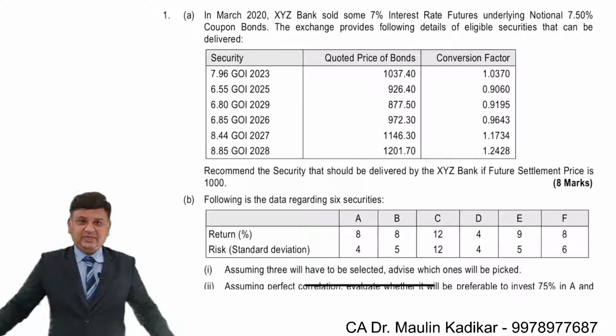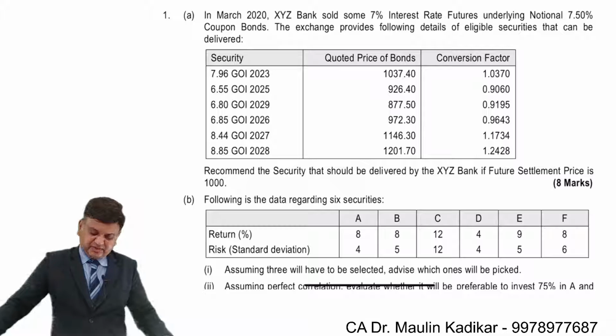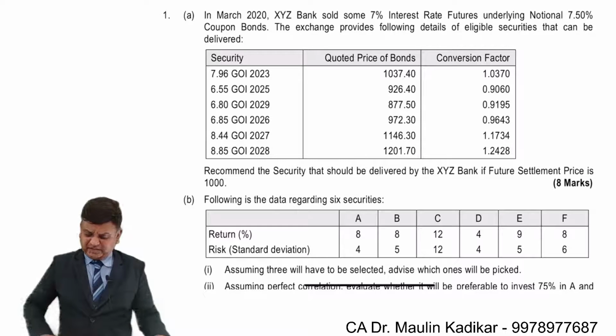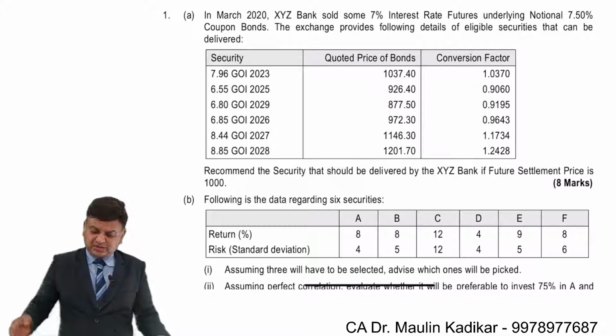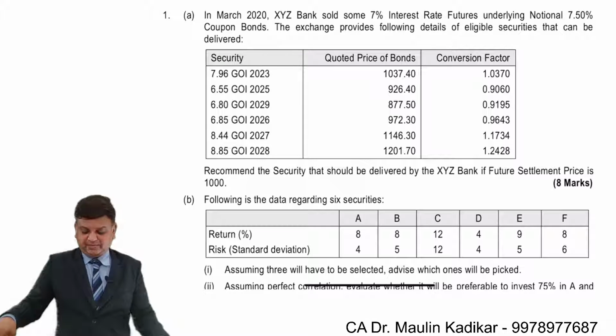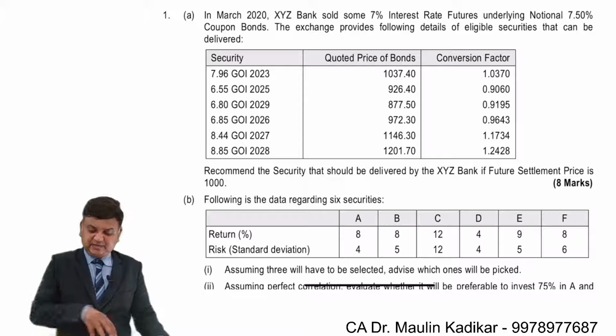Question number 1A I am reading. In March 2020, XYZ Bank sold some 7% interest rate futures underlying notional 7.5% coupon bond. The exchange provides the following details of the eligible securities that can be delivered.